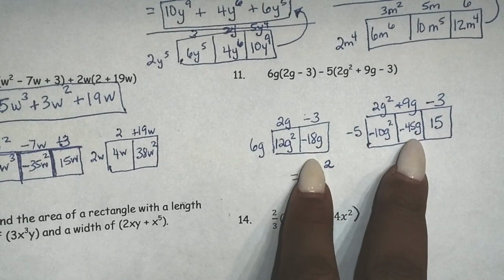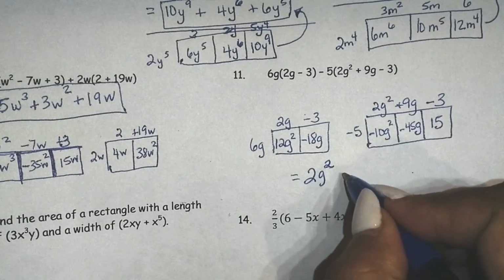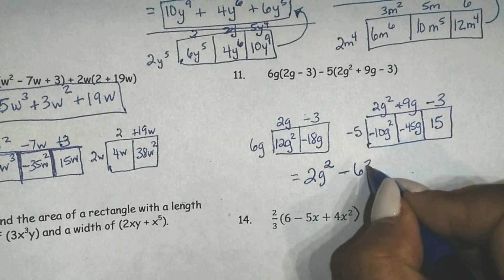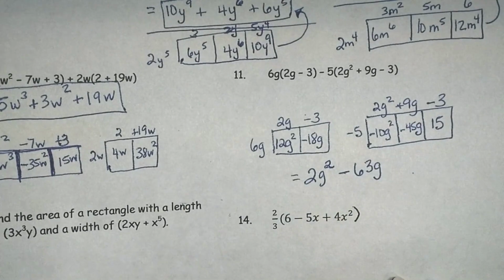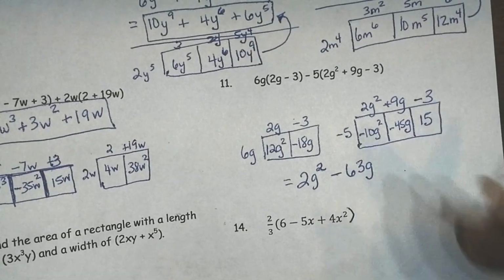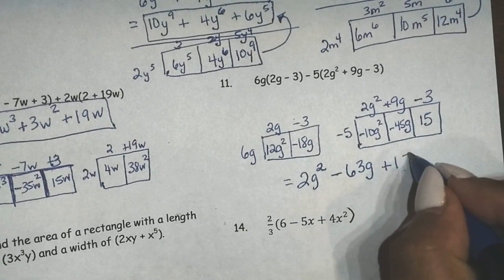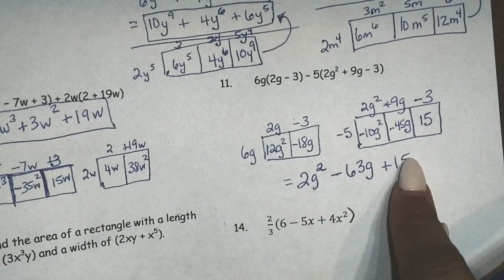And now we have my Gs. I got a negative 45 and a negative 18, so that's going to give me a negative 63G. And last but not least is this plus 15 over here.